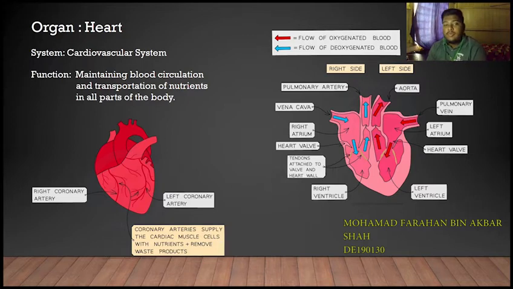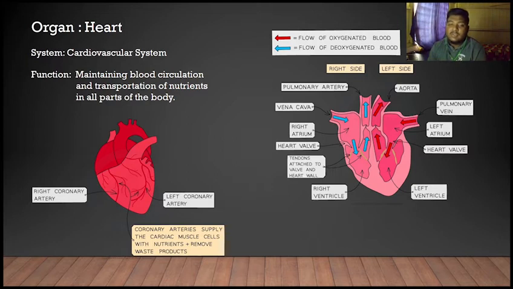I am from group 6, and today I'm going to talk about the organ named heart. The heart is involved in the cardiovascular system, and its purpose is to maintain blood circulation and transportation of nutrients to all parts of the body.